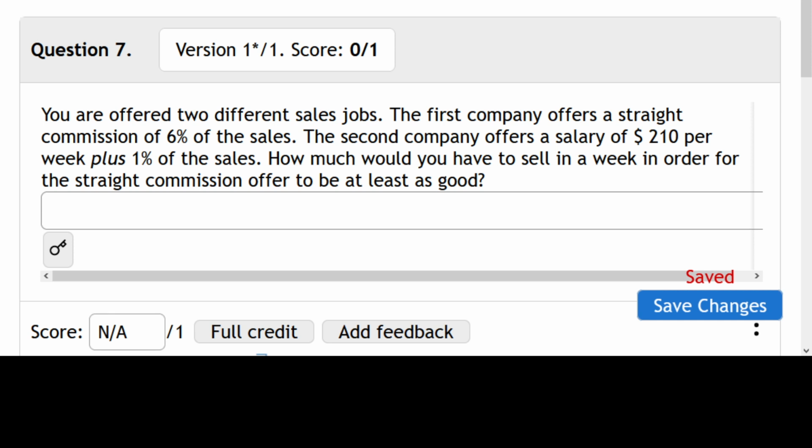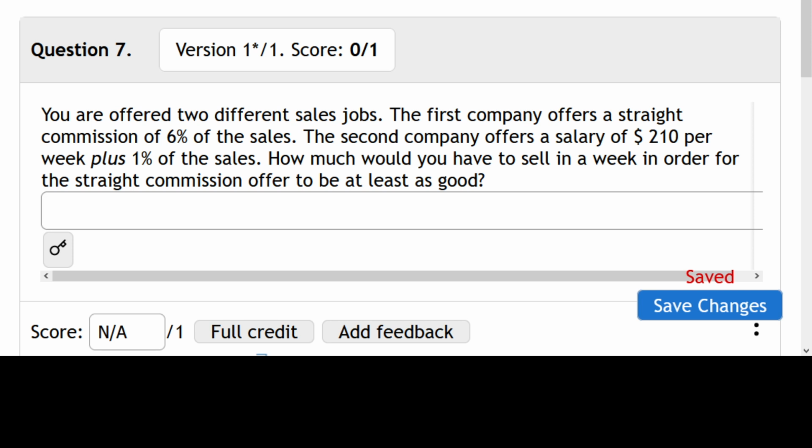So there's a couple of things that we're looking at here. One is we have two companies, so they have offers from two different companies, and so that's going to be kind of the basis for our two equations. We'll have one equation that represents the offer from the first company, and another equation that represents the offer from the second company. And then the other thing we want to do is look at the variables.